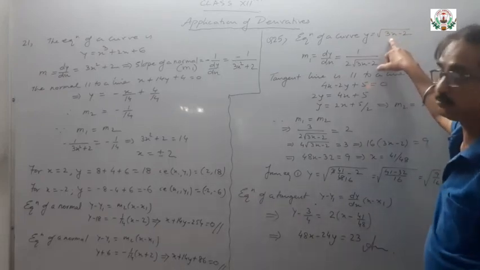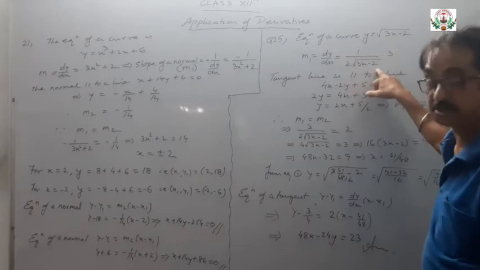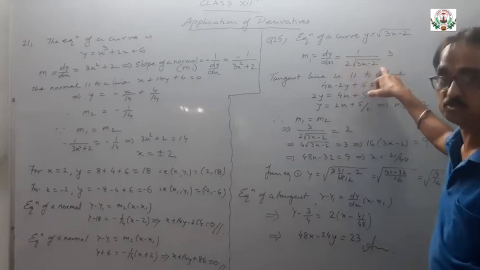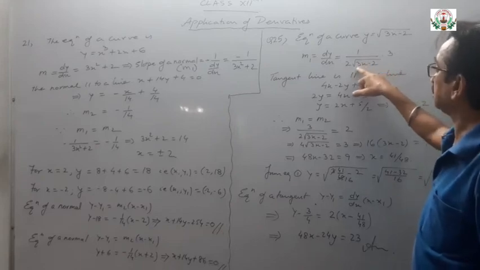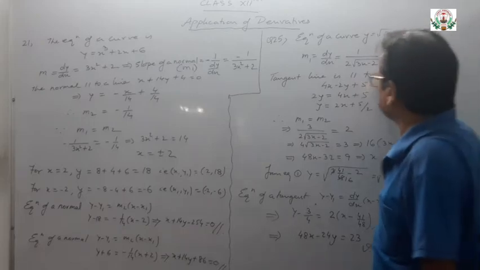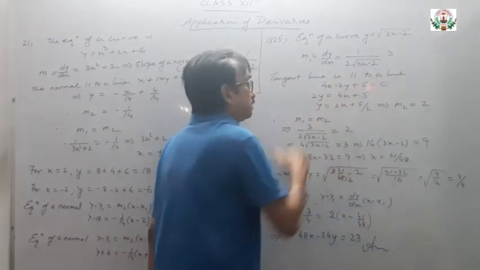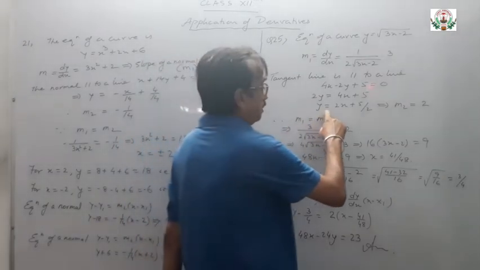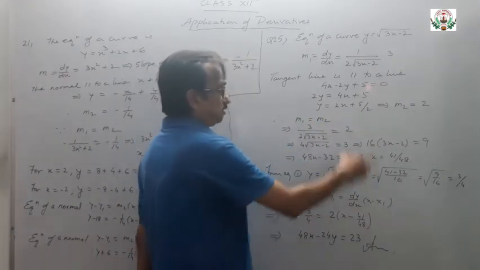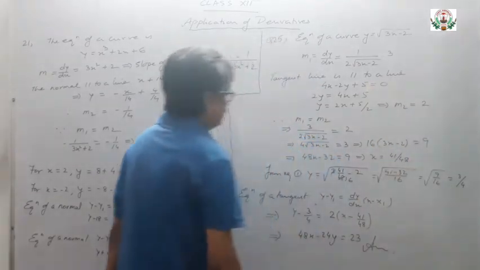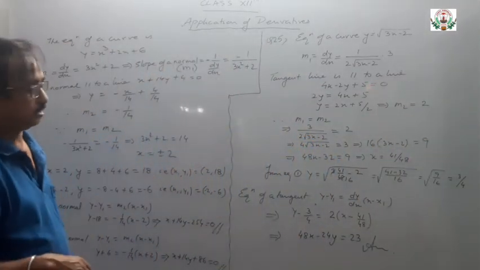So d by dt of root t is 1 by 2 root t, that is 1 by 2 under root 3x minus 2, and dt by dx, the differentiation of 3x minus 2, is only 3. And the tangent is parallel to the line 4x minus 2y plus 5. Again, this line will be converted into the form y equals mx plus c, and the gradient will be the coefficient of x, that is 2.